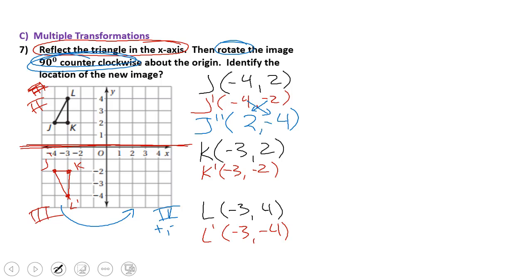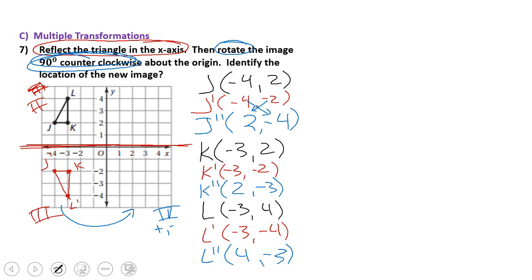So it's +2, -4. K prime prime, 2 and 3, we're going positive, negative. And then L prime prime, 4 and 3. And we're going positive, negative for L prime prime, 4, -3.